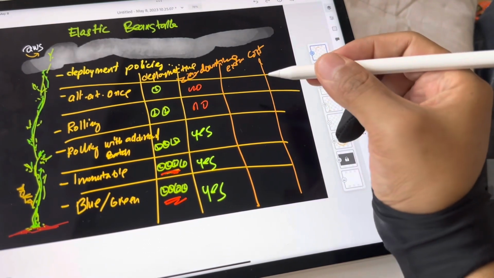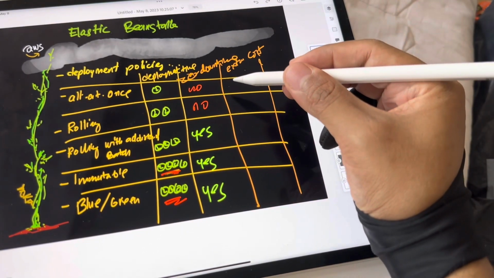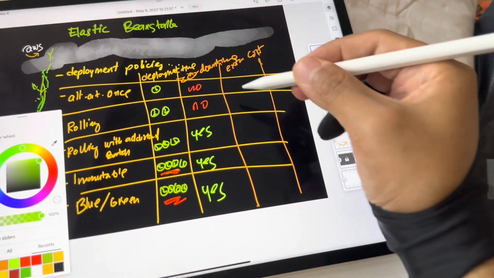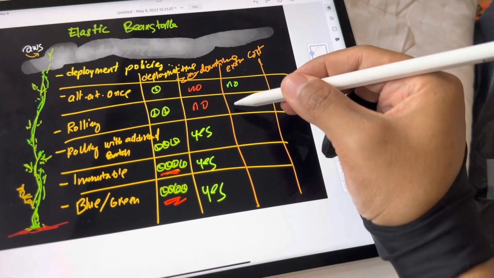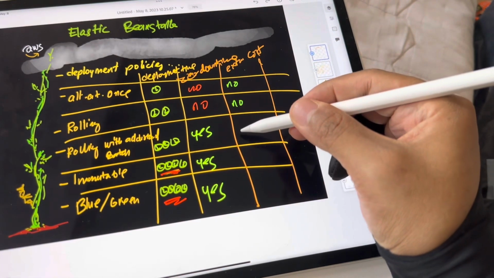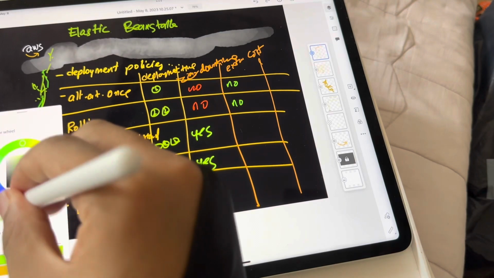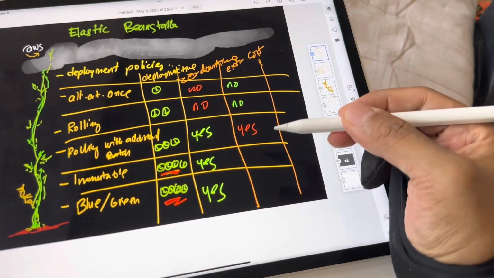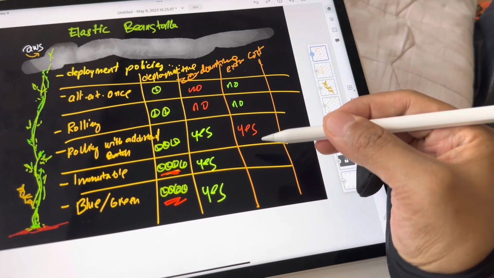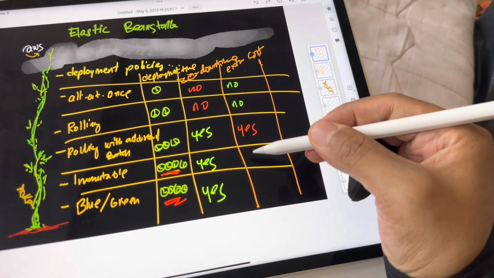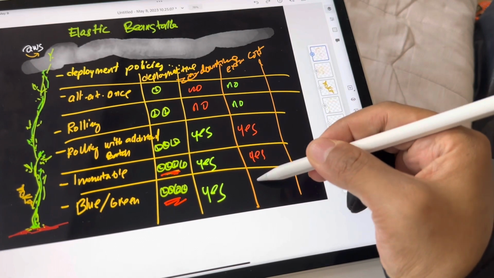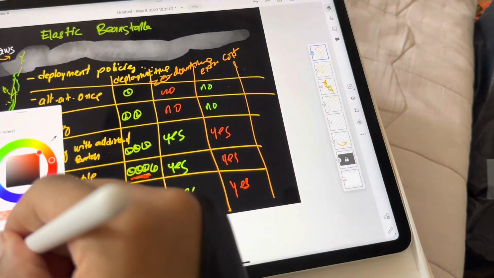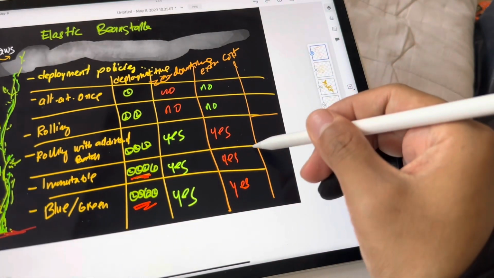extra cost. So for all at once, is there extra cost? The answer is no extra cost. Also for rolling, no extra cost. For rolling with additional batch, yes, there is an extra cost for the additional batch size. Immutable, yes, there is extra cost, and blue green is also extra cost that will be incurred.